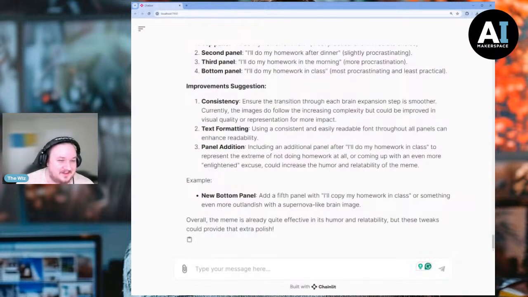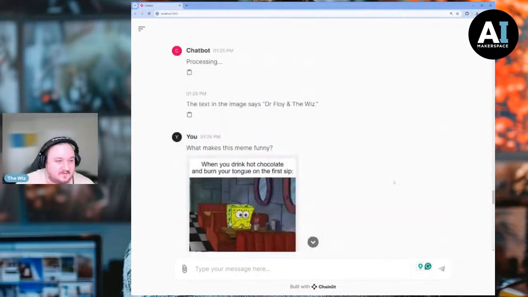There you go. I mean, it does the thing. They want to add a new fifth panel: "I'll copy my homework in class," or something even more outlandish with a supernova-like brain image. I'll leave that up to you guys, if that makes sense or would be funnier. But with that, this is the idea of GPT-4o.